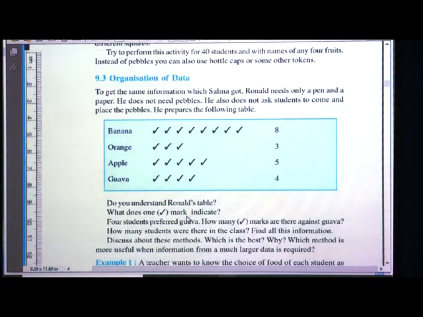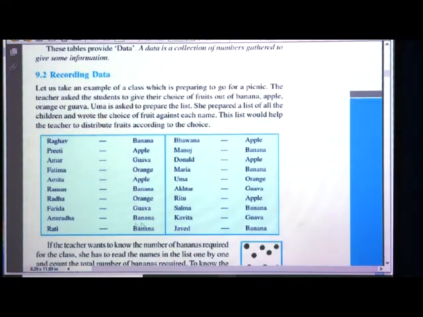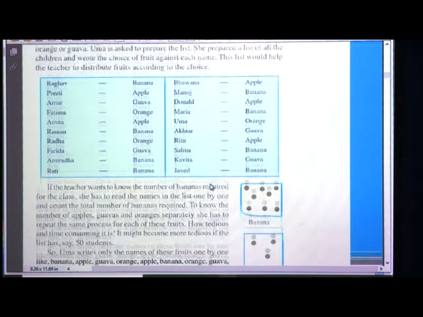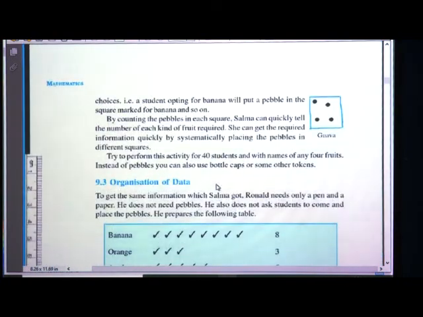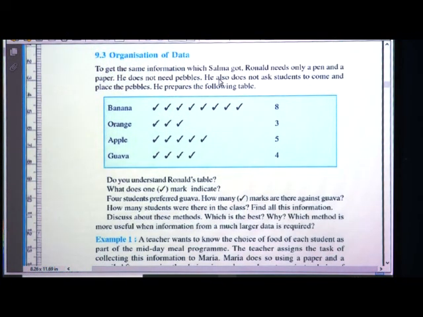organization of data. Now, just now we have seen recording data. This data has been recorded. Now, we are going to see how we can organize the data. To get the same information which Salma got, Ronald needs only a pen and a paper. He does not need pebbles. He also does not ask students to come and place the pebbles. He prepares the following table.